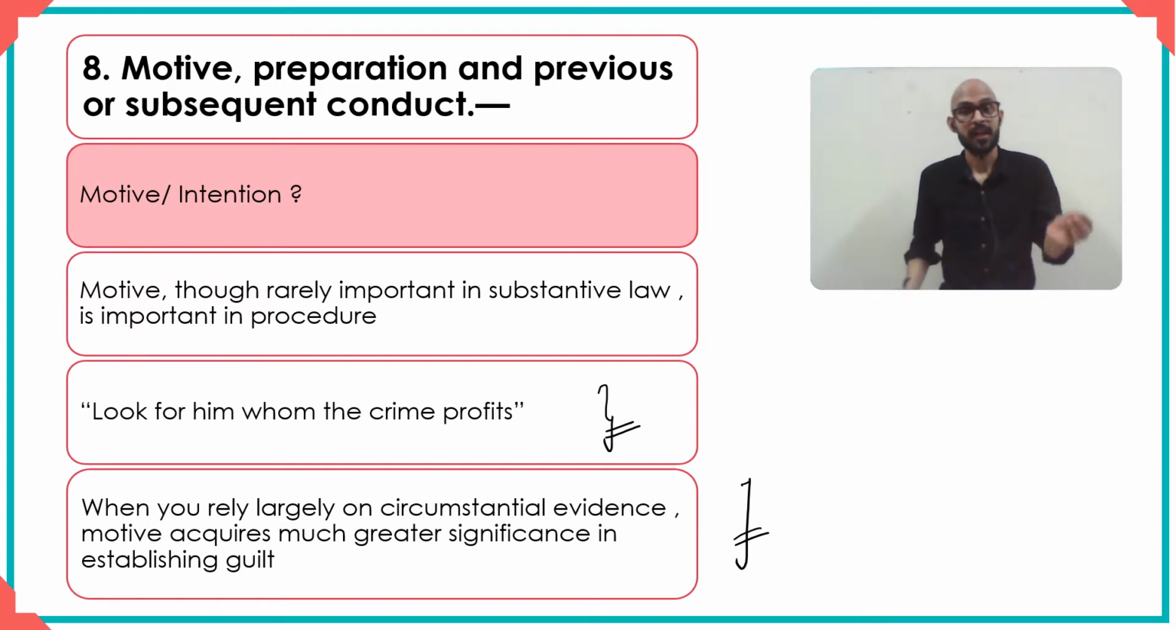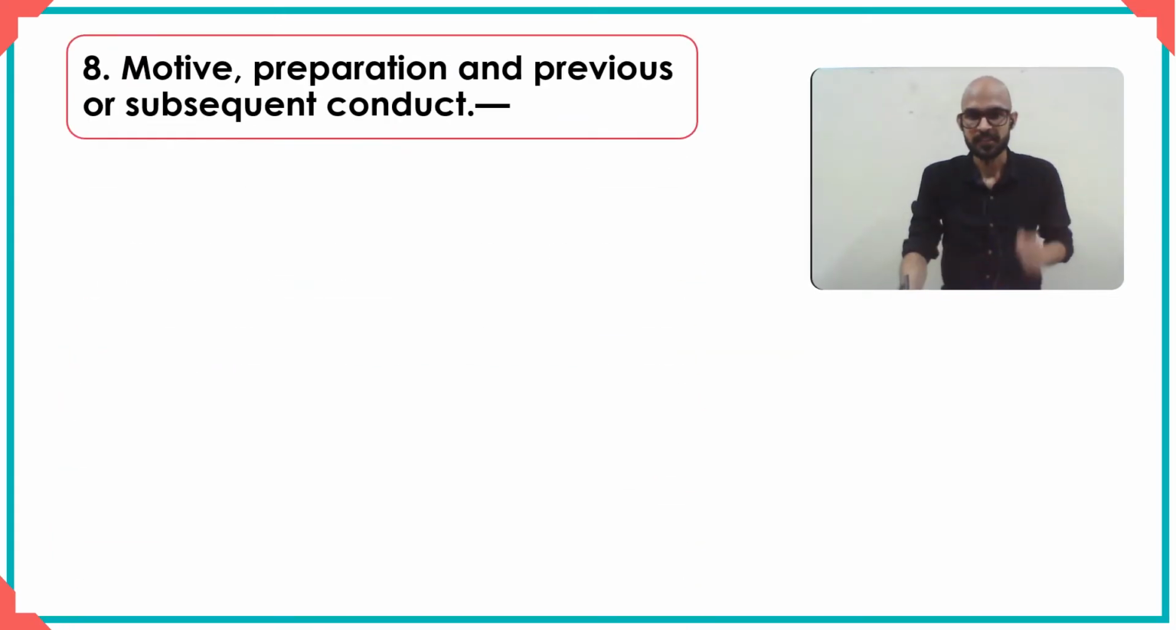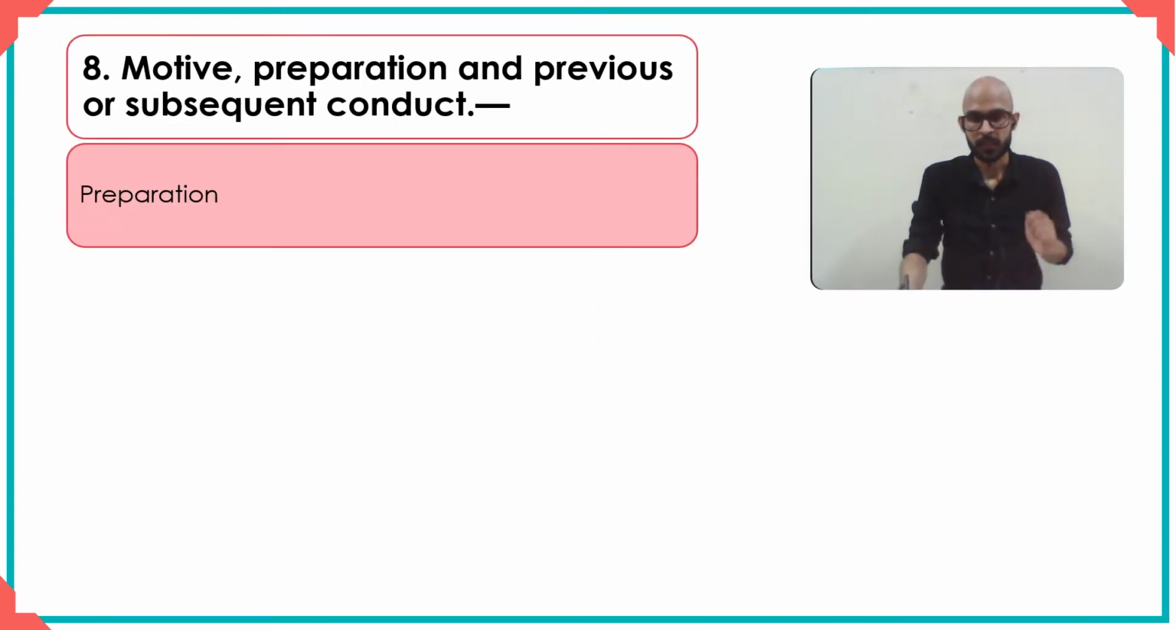Now, how can evidence for that be given? Evidence for that can be given only if those facts showing the motive are made relevant. And that is what Section 8 does. It makes the facts indicating motive relevant. Now we advance to our second term in this section, that is preparation.